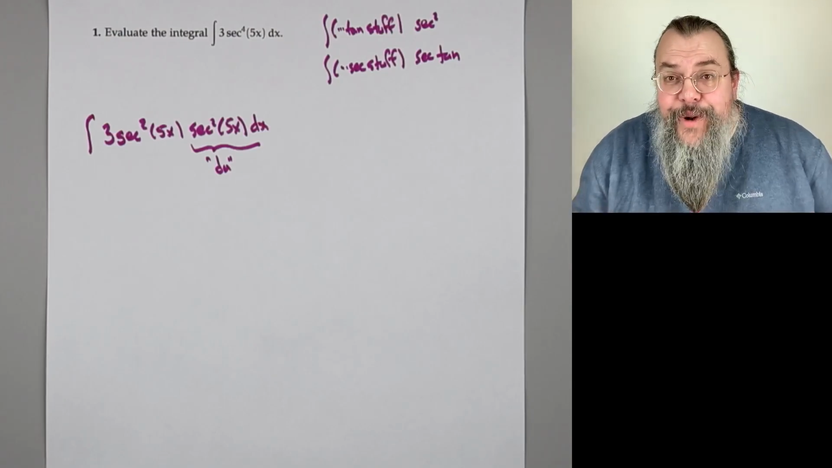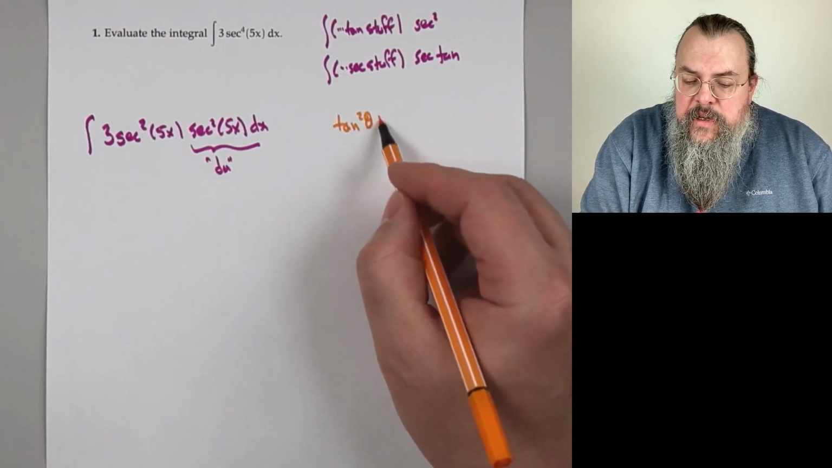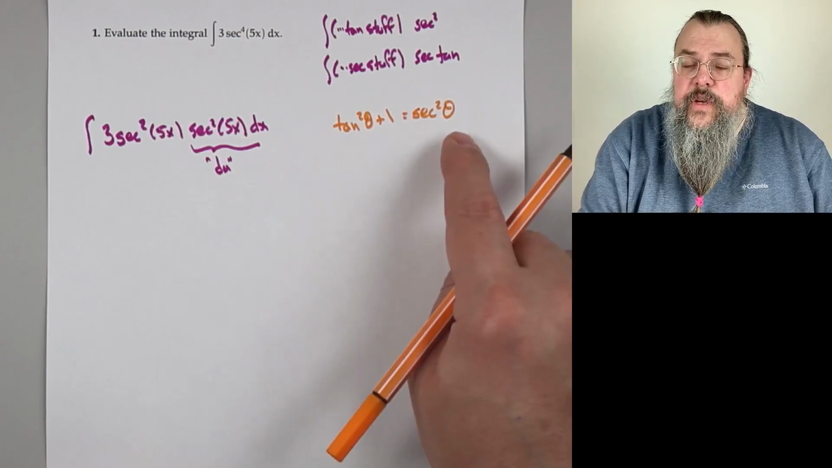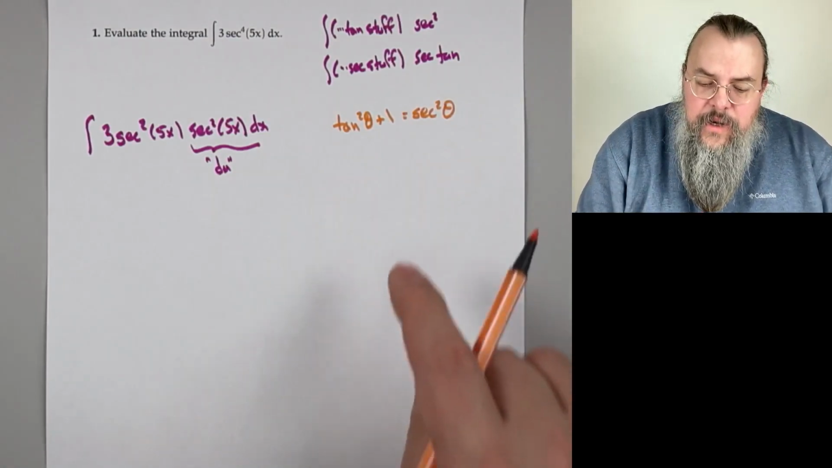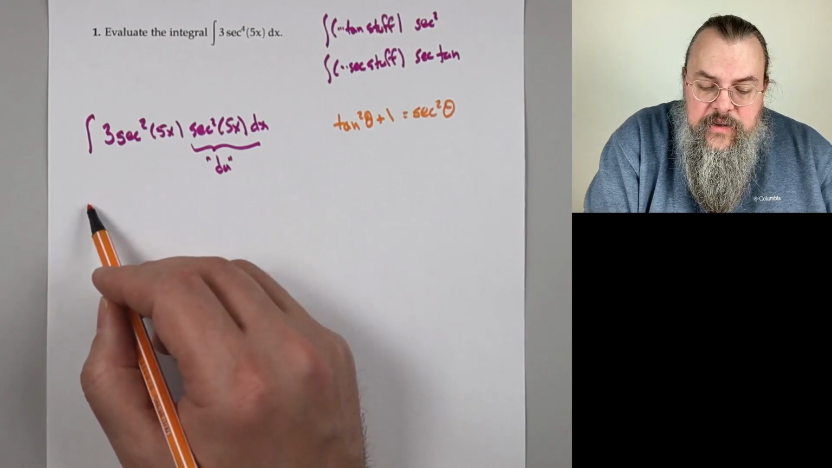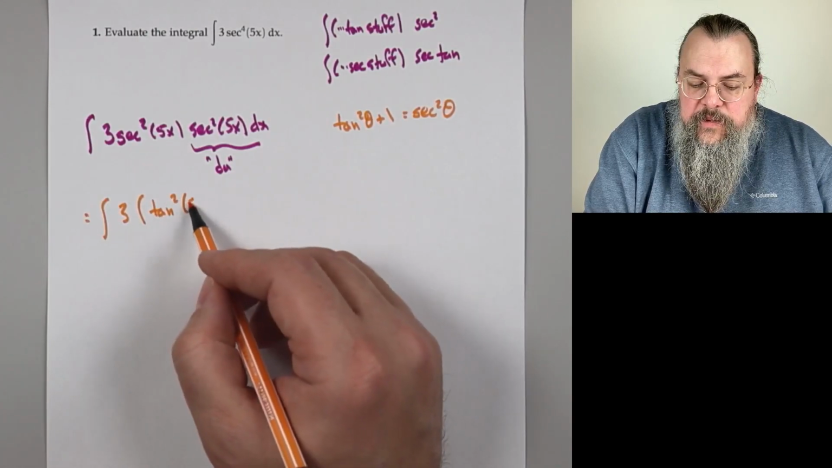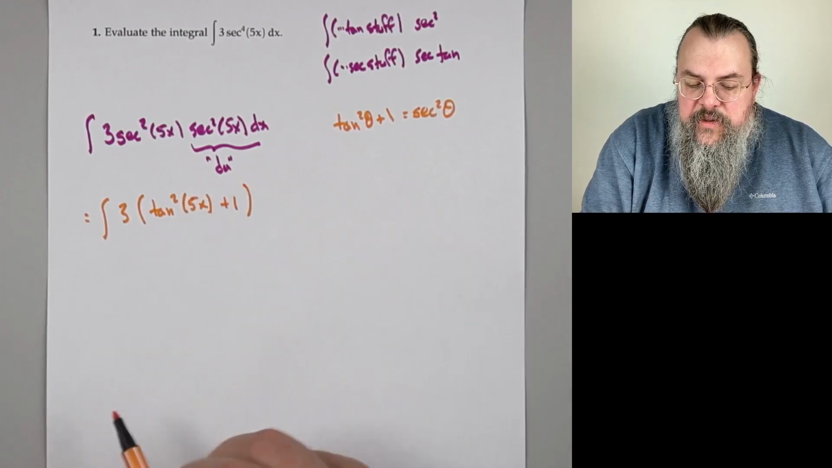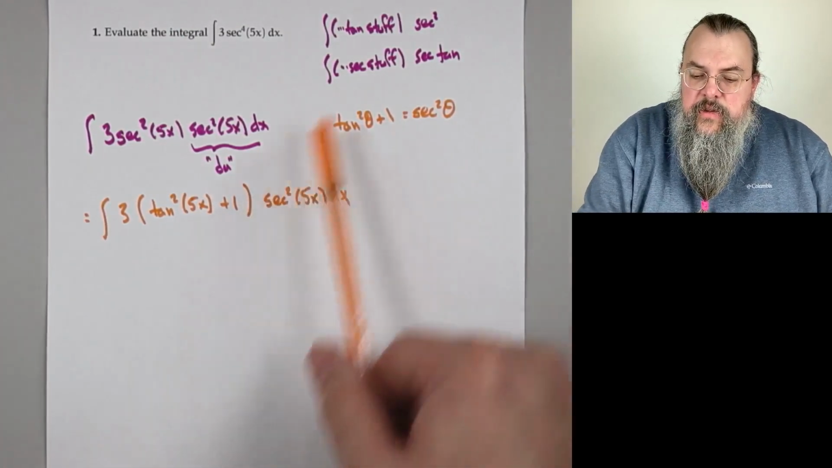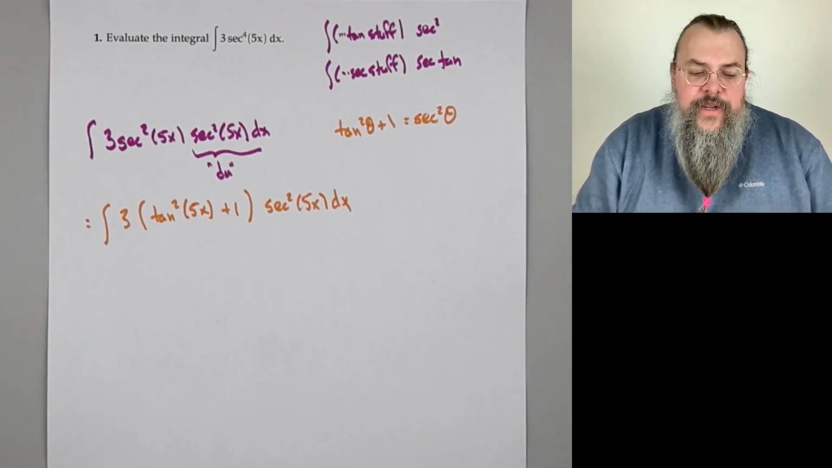Now, for this, no surprise, we have a lovely trig identity. And it says the following: tangent squared plus 1 is equal to secant squared. Which is another way of saying, essentially, if you have a tangent squared, you have a secant squared, and vice versa. So what we can do is replace the secant squared with the tangent squared plus 1. And so this is the same as the integral of 3 times tangent squared of 5x plus 1, in parentheses, and then secant squared of 5x dx. And notice we're in the right form. Tangent stuff with a single secant squared on the end. Perfect. Just what we want.